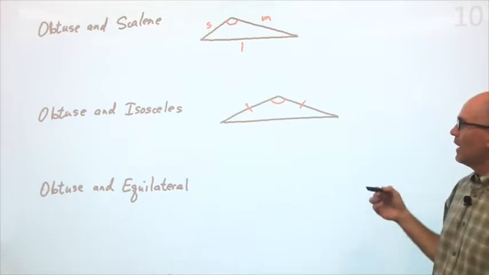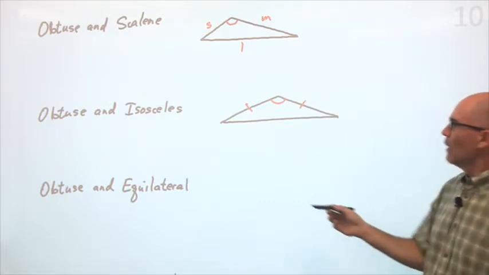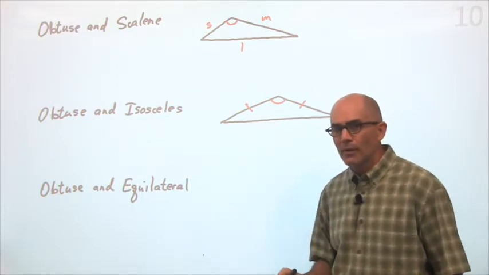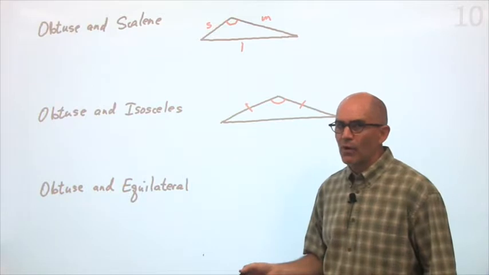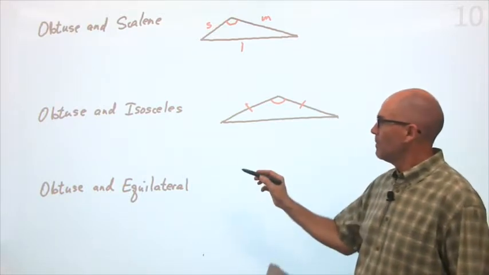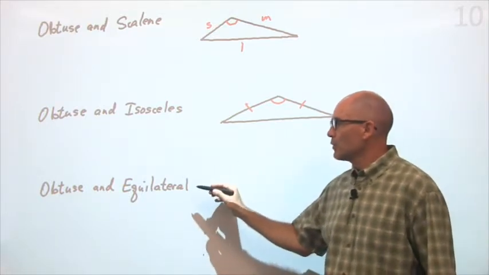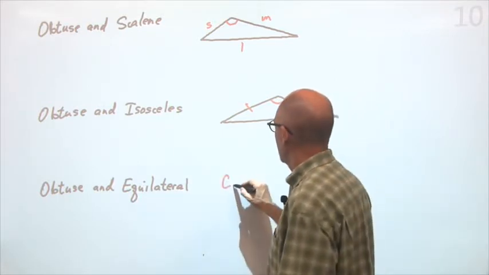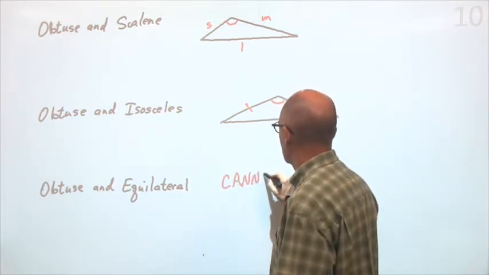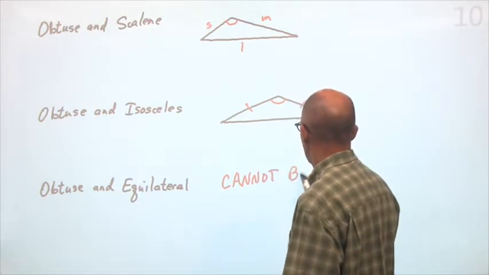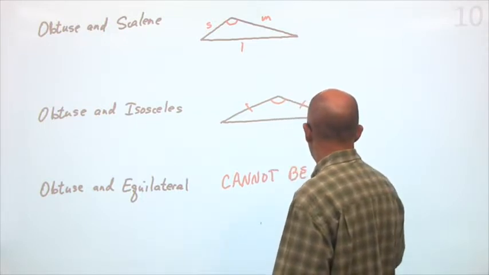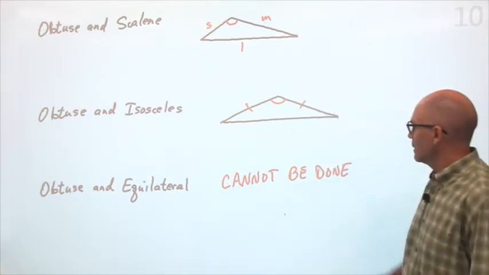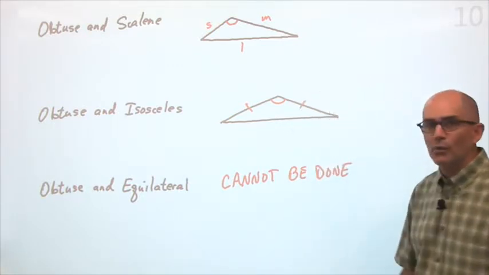Now, last are obtuse and equilateral. Well, remember, we said before that every equilateral triangle is acute. So this cannot be done. Okay, so that's it. Let's cruise onward.